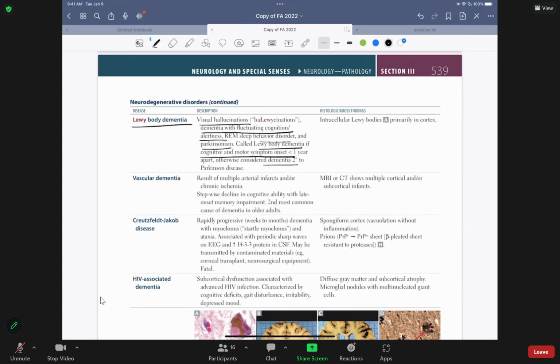To make it easy, the best way to remember Lewy body dementia is Parkinson disease with hallucination. Parkinson plus hallucination. If you read that and you pick those two, Parkinson plus hallucination, then you will think it's Lewy body dementia, because Lewy body is found in Parkinson, isn't it, folks? All right, so that's that.